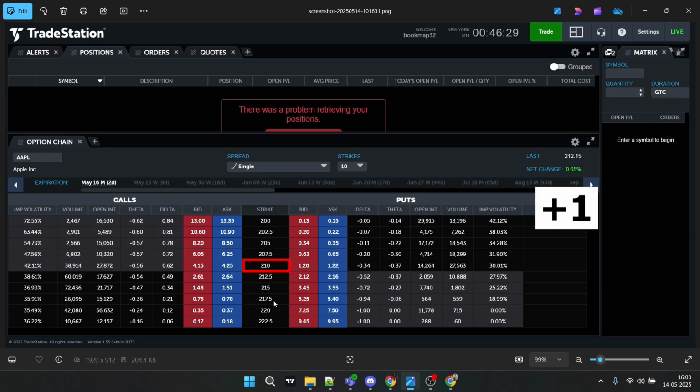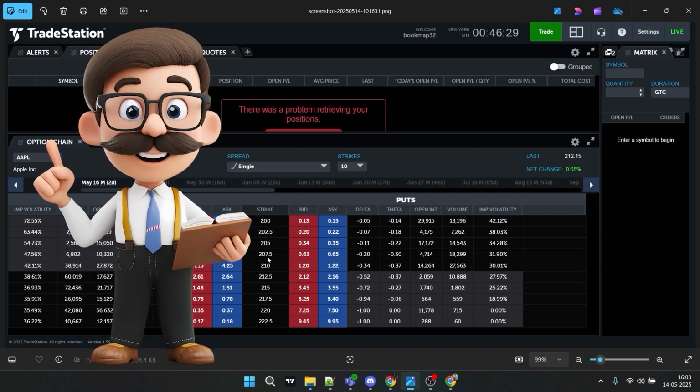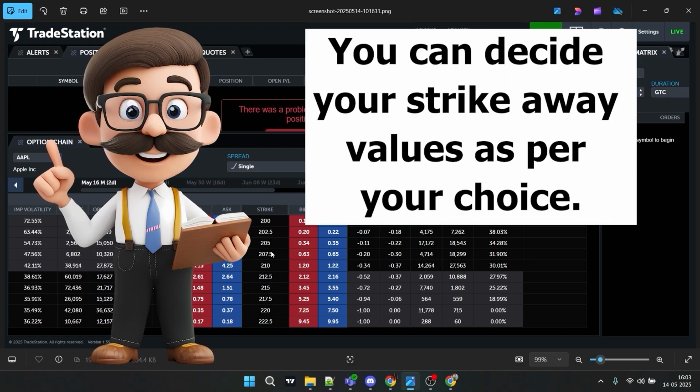Similarly, if I put the strike value as +1, the out of the money put strike will be 210. And if I put strike value as +2, the out of the money put strike will be 207.5. So in this way, you can decide your strike away values as per your choice.